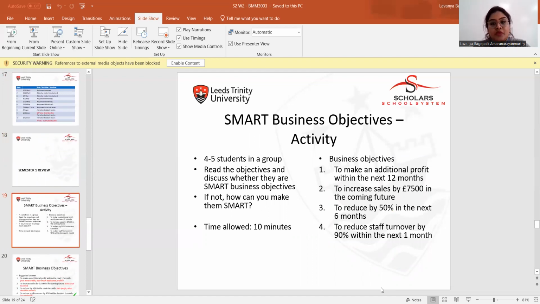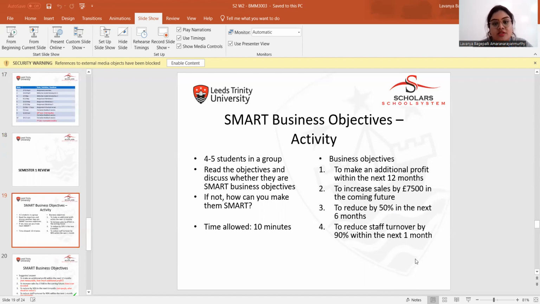Yes. So there is an activity, and this activity was conducted for all the students who attended the class. The students were divided into different groups, around 4 to 5 students in a group, and the activity is all about SMART business objectives. SMART business objectives was already taught in the first semester, and this is just a revision.